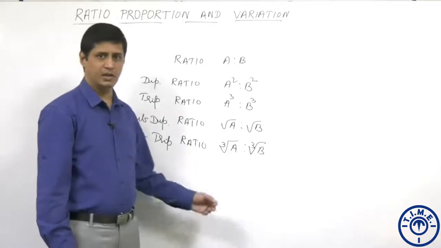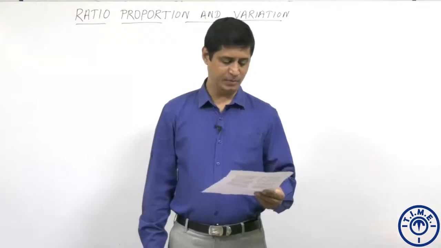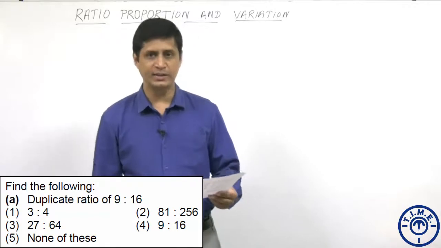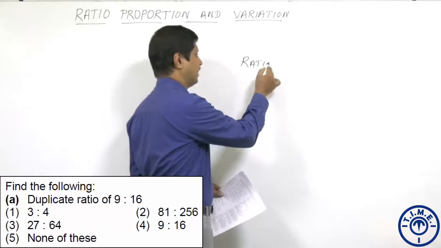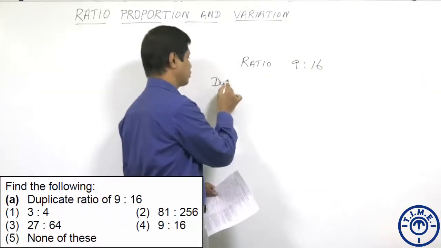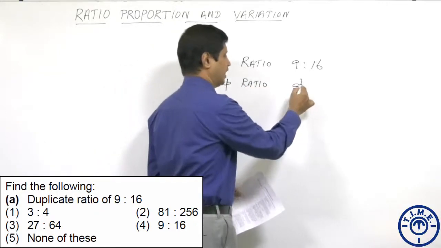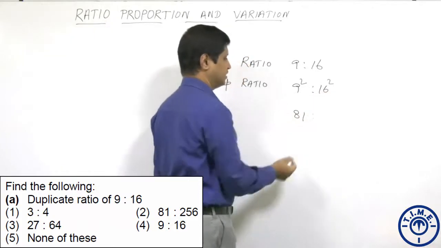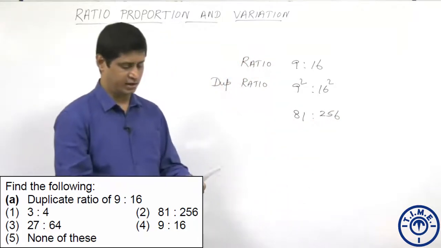Based on this concept, now look at the next example. Find the following: a duplicate ratio of 9 is to 16. Now the ratio is 9 is to 16. Duplicate ratio means the square of the given ratio. What is the square of 9 and 16? 9 square means 81, 16 square is 256. What is the right choice?